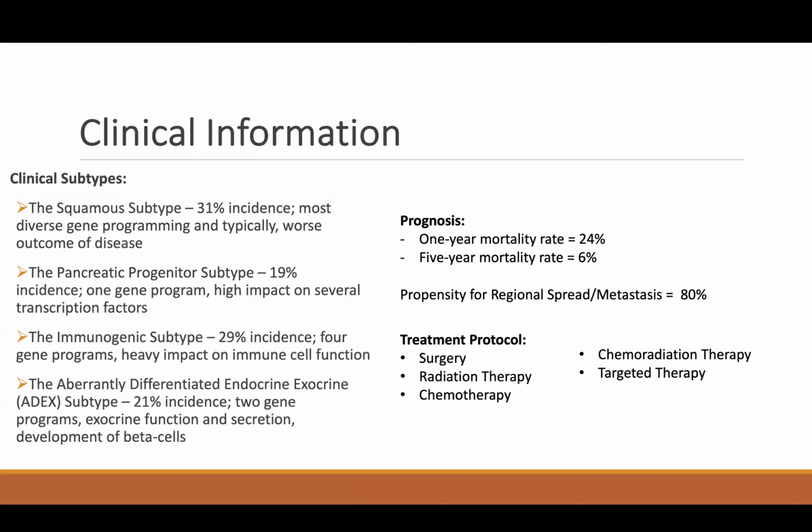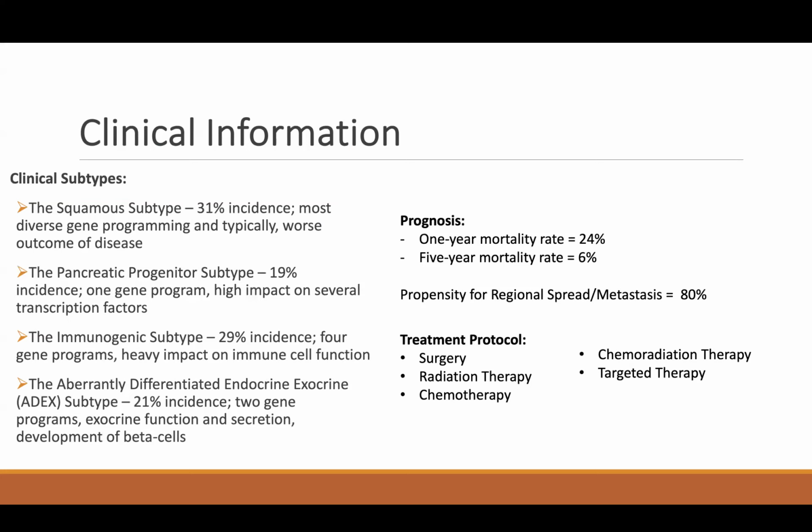Okay, so we're going to get into some clinical information for pancreatic cancer and Lynparza. First, beginning with the subtypes, we have the squamous subtype. It has a 31% incidence rate. It has the most diverse gene programming, which also correlates to a worse outcome for disease. This can be represented with the survival rate, which compared to the other subtypes is considerably lower. It's almost half of the other survival rates.